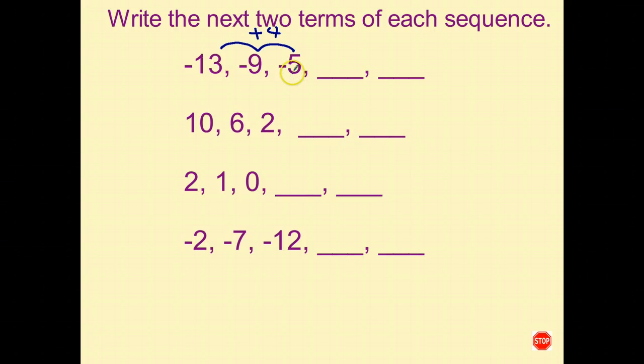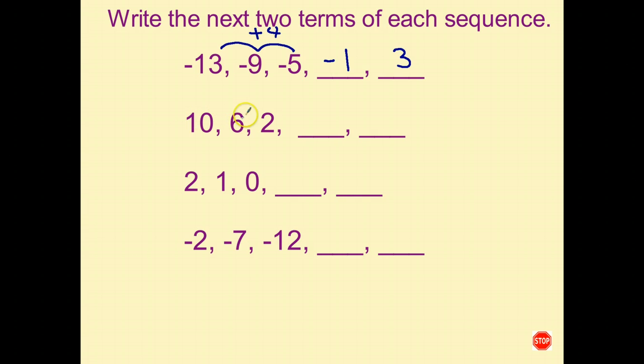So -5 plus 4, that means you now only have a debt of $1. And then if you add another $4, well, $1 takes you to 0. And then there's $3 still to add. So it takes you to +3.